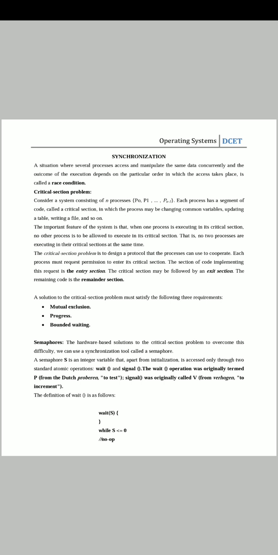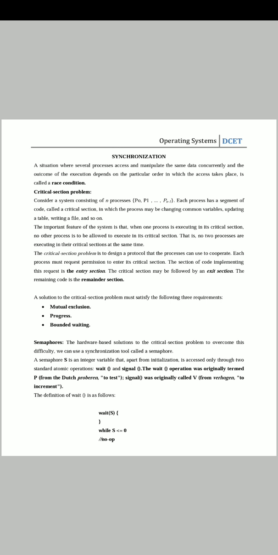The important feature of the system is that when one process is executing in its critical section, no other process is to be allowed to execute in its critical section. Assume that every process is executing in its critical section. It means that every process is trying to access a particular file and modify it. Then it leads to data inconsistency.